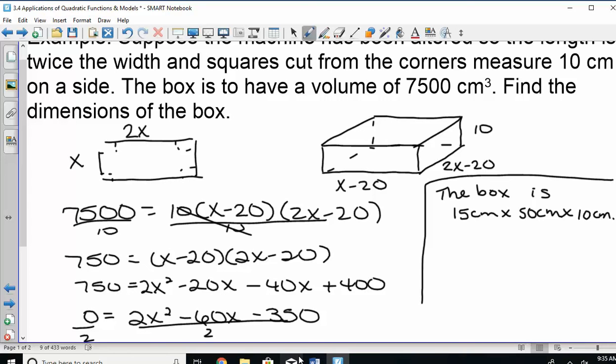Other questions? Why do we have 30? Because I asked about the box, so you have a length, a width, and a height.